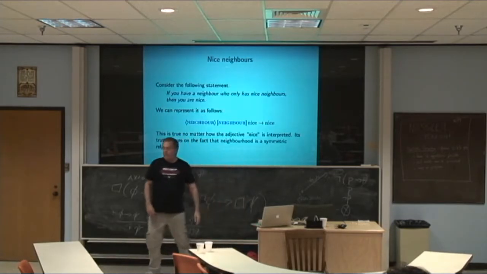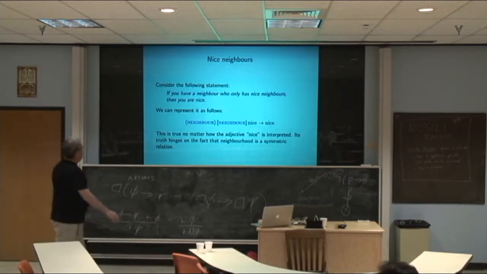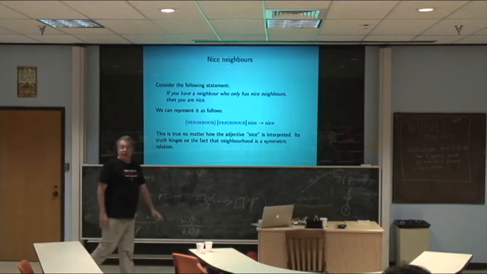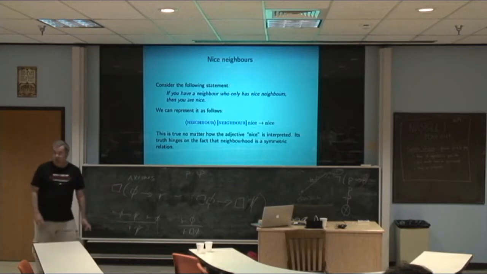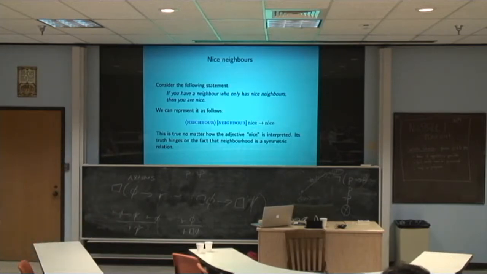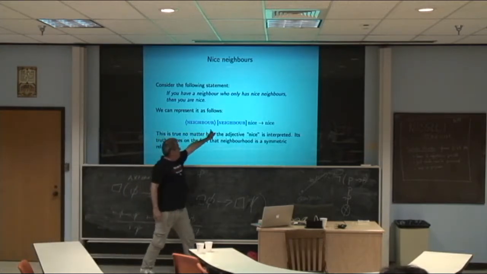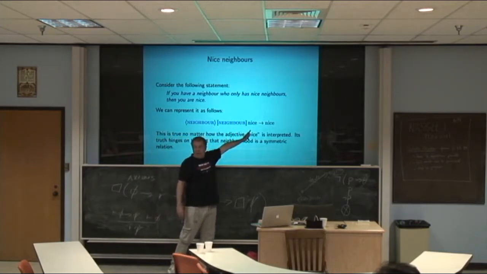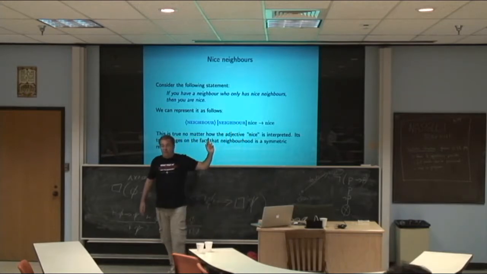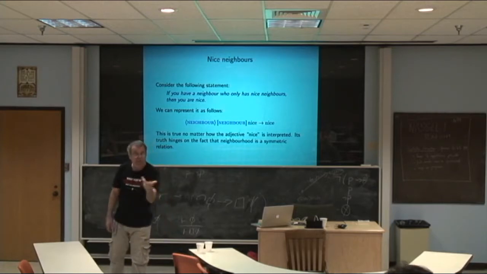Now let's try and motivate this. I'm going to give you another tableau proof to motivate this, where we need a little bit more. We need to go beyond the basic logic. So if you have a neighbor who only has nice neighbors, then you are nice. To put it another way, if you have some neighbor, all of whose neighbors are nice, then you're nice. Because neighborhood is a symmetric relationship, and that's where we're going to need to go beyond the basic calculus.